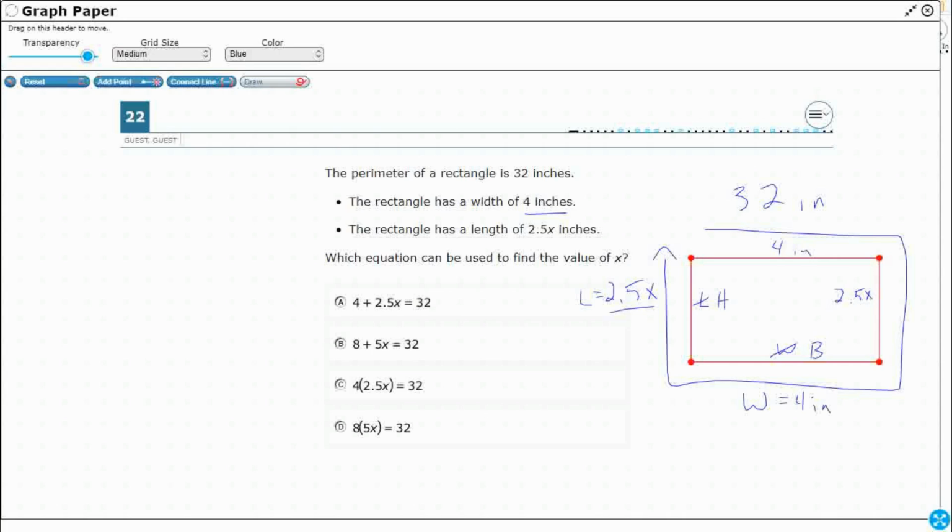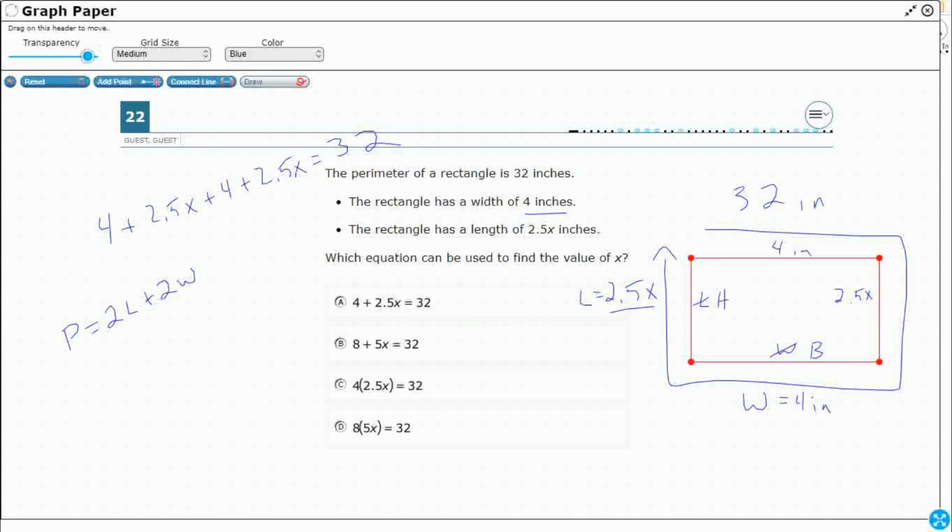So we could literally just add 4 inches plus 2.5x plus 4 inches plus 2.5x, and that should equal our 32. Now we don't have that exactly, but we can simplify and find the answer. Another way to do that is to think of the perimeter. Here's what we used to have in our mathematics chart several years ago: you double the length and you double the width, and then you add those two products.